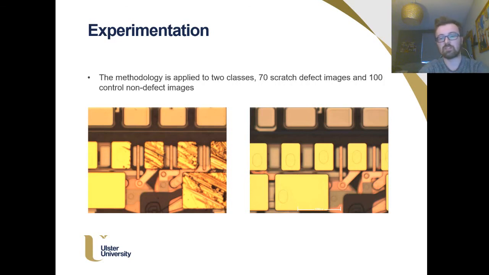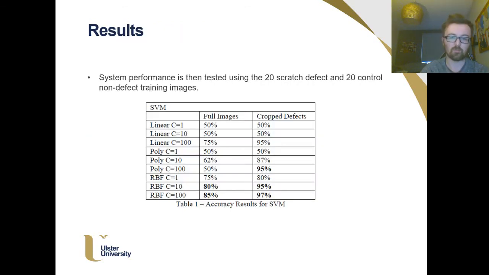The 50 scratch testing images were then converted into 316 defect-only crops, which were used to create the custom vocabulary. This was then trained on the full images of both classes, and then we tested them in order to get the classification accuracy as compared to the full image accuracy. We used an SVM, varying the kernels and C penalty parameter type. As you can see here, we had a massive increase in accuracy, going from as low as 50% up to 95% in the polynomial C equals 100 test.